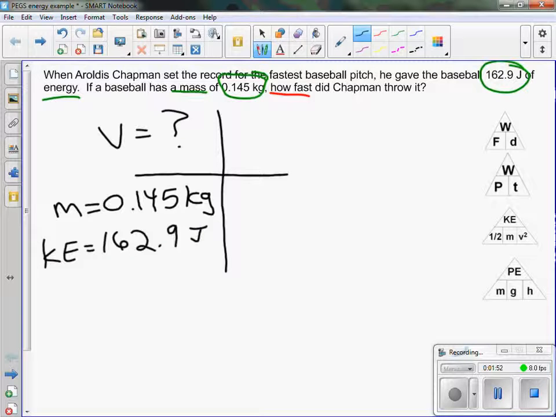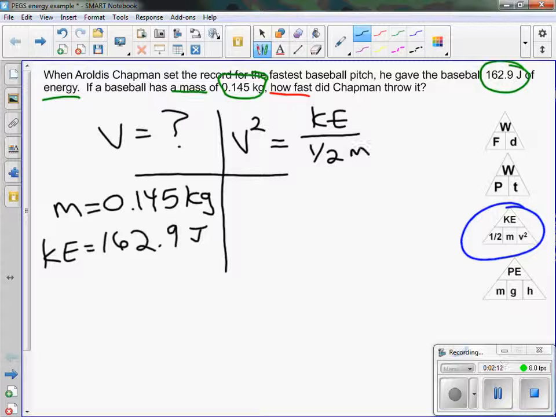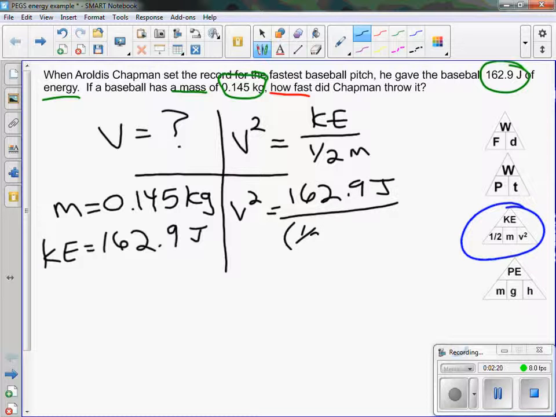Now I have to pick which formula to use. I need one that has V, M, and KE in it, which is going to be this third one down. So imagine covering up the V squared in that formula to get that V squared equals KE over 1/2 M. Now I'm ready to plug in numbers. So I plug in 162.9 joules divided by 1/2 times 0.145 kilograms.